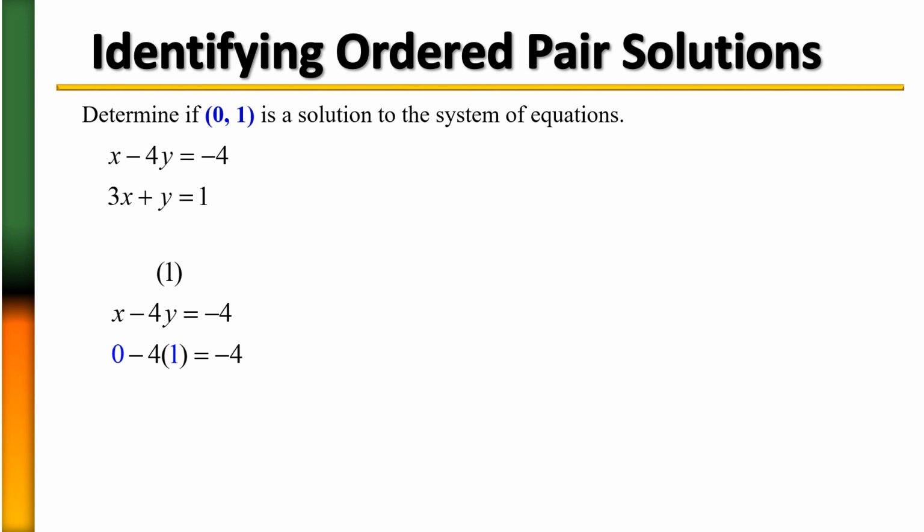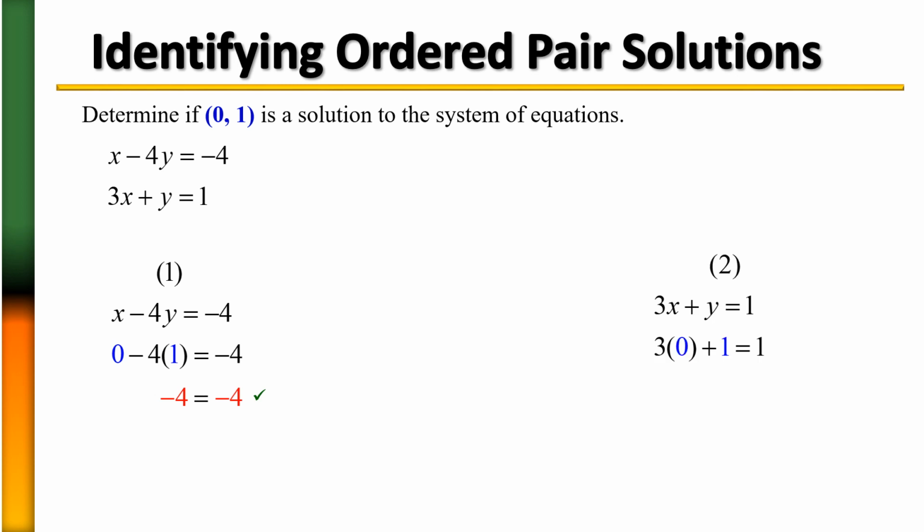Let's do the math. -4 times 1 equals -4. And notice that it does leave us with a true statement. -4 is equal to -4. So yes, it is a solution to the first equation. However, in order for it to be a solution, it must also be a solution to equation number 2 as well. So let's go ahead and plug it into equation number 2. Remove x and replace with 0. Remove y and replace with 1.